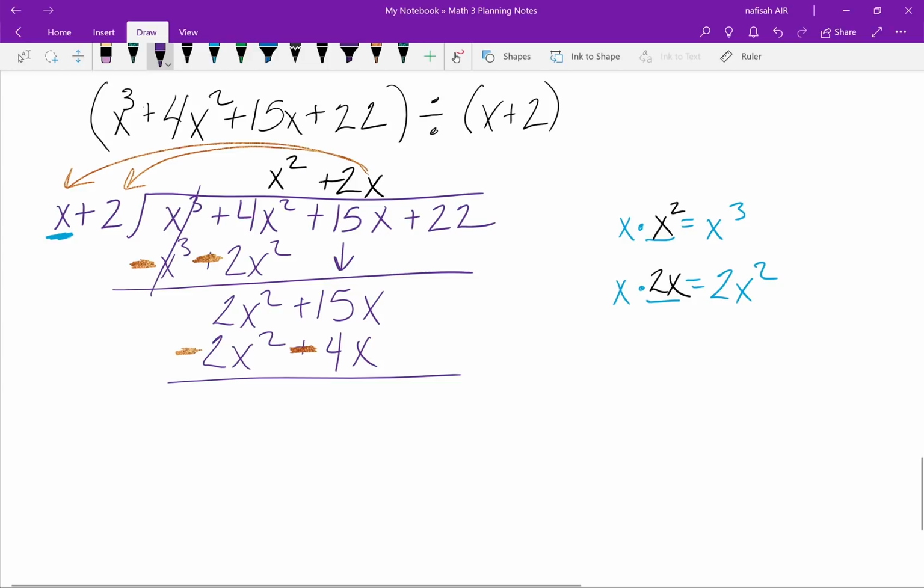I do the math. 2x squared minus 2x squared perfectly cancels out. It needs to be 0. It got to be 0, so I'm happy. 15x minus 4x is 11x. Bring down my next term. Start all over again.